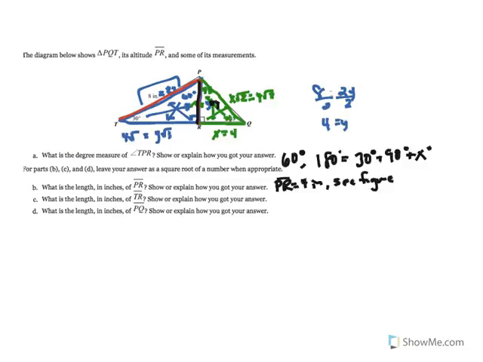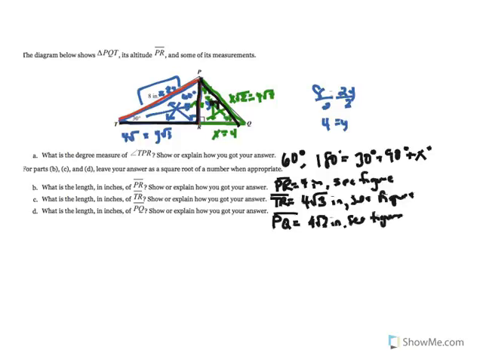Part C, what is the length in inches of TR? TR is this one here. TR equals 4 square root of 3 inches. And our explanation is C figure. Part D says, what is the length in inches of PQ? Up here we have PQ here. PQ is 4 square root of 2 inches. And you see the figure above.